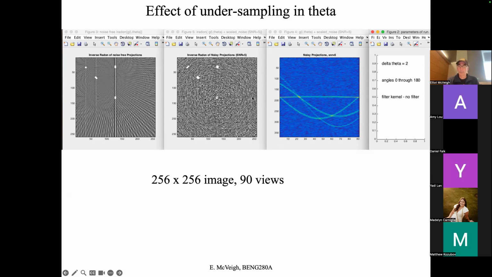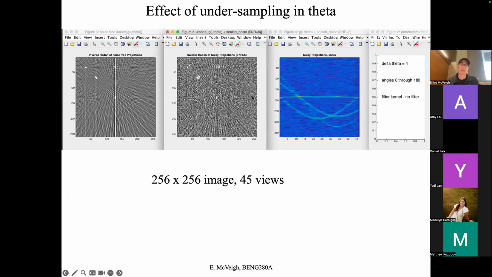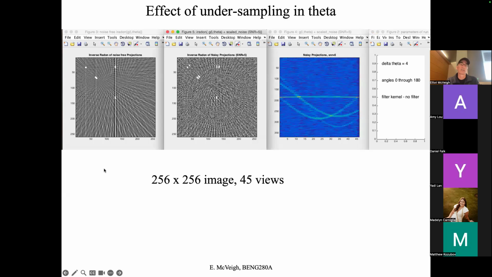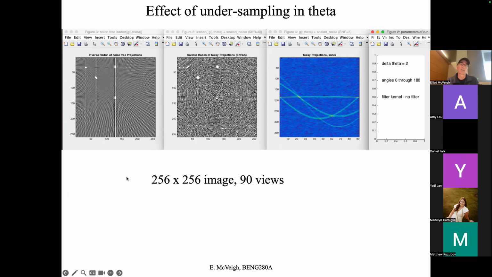And so it changes the picture. I'll flick back and forth. So this is 45 views. If we look over here, that's 90 views. You can see the frequency of these streaks doubles. We lose all the streaks here. And this picture looks pretty normal in the middle, but it still has some streaky business out here.